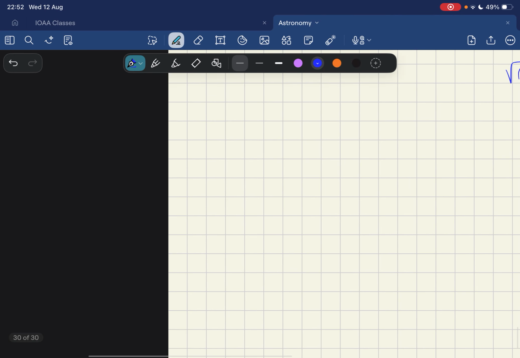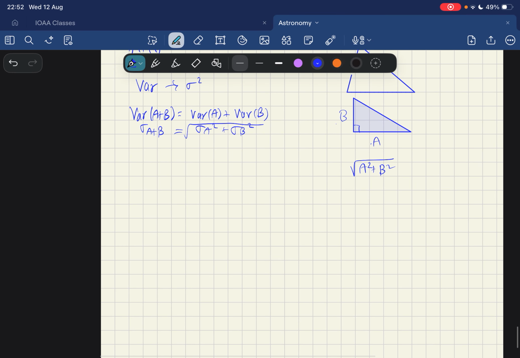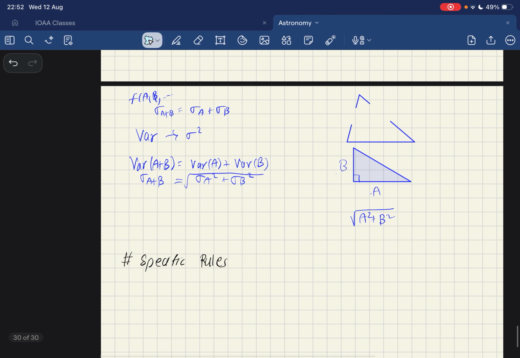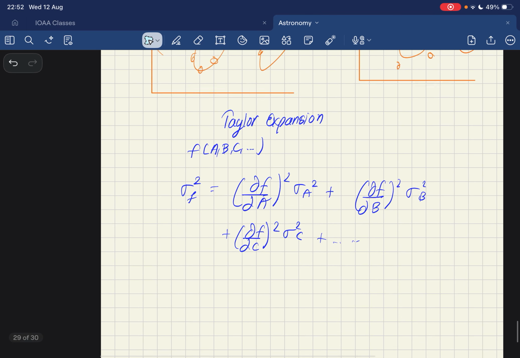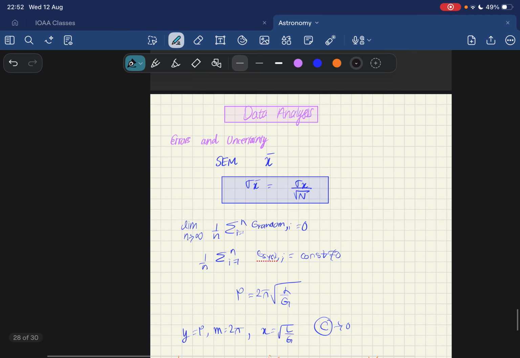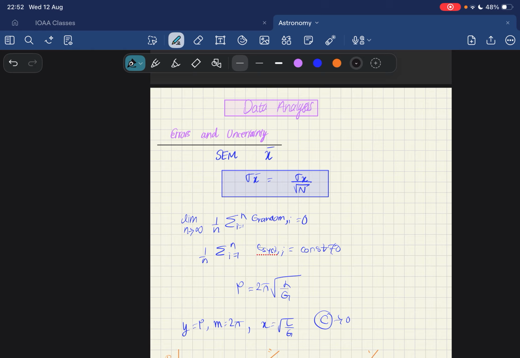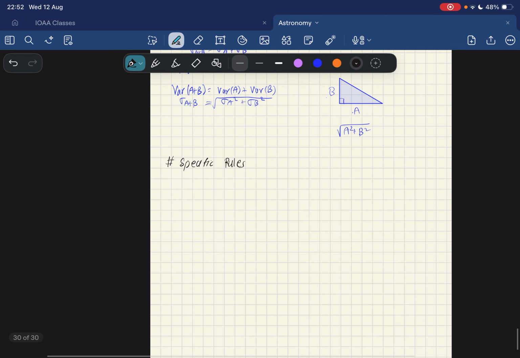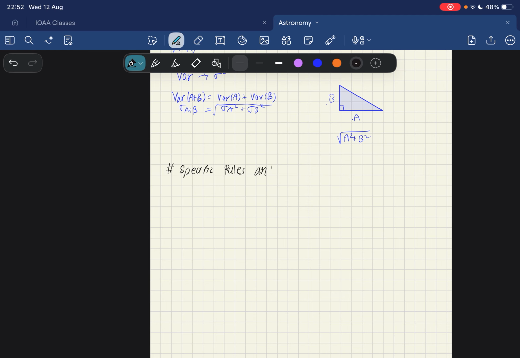We have some specific rules and the derivations. Let's talk about them as well. Fine. So, specific rules and their derivations.